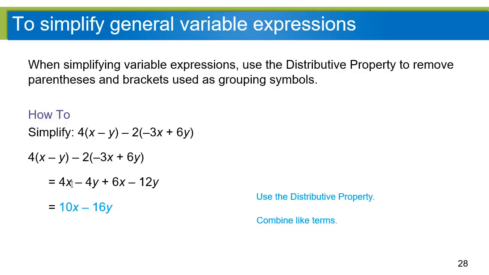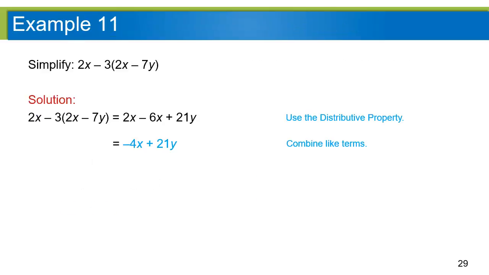Now I can take this many x's and this many, right? There's 4, 6, there's 10 total. And then we've got negative 4, negative 12. There's my negative 16, right? So there's how all of this comes together to simplify these expressions, which is what we're going to use when we have to simplify equations. Here's one last example. You can work through that, and then let's move on to some more complicated stuff.